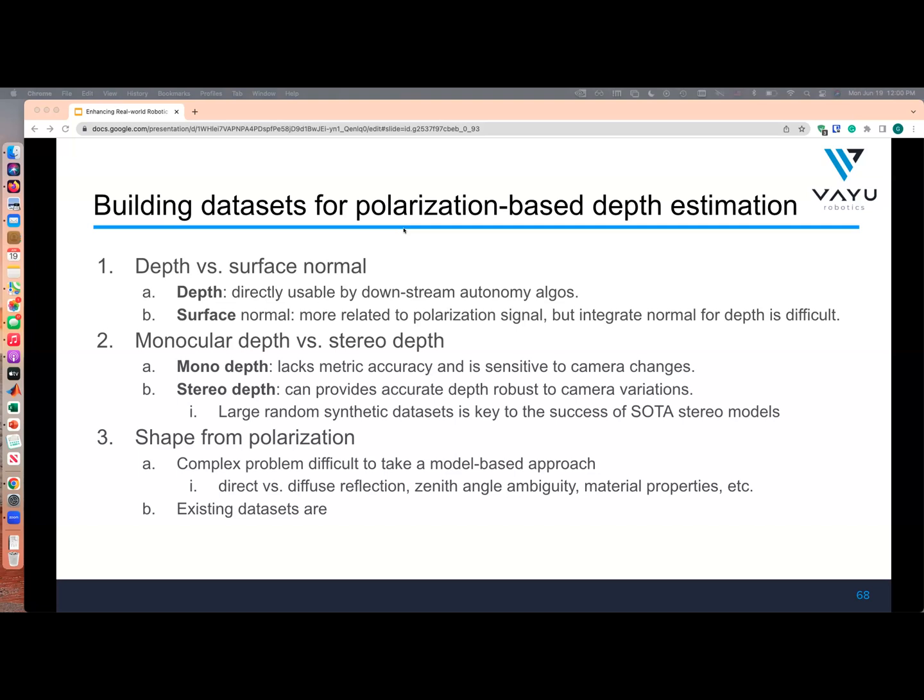Yeah, and as many other previous presenters mentioned as well, overall shape from polarization might be a very difficult problem to tackle if you're trying to use a model-based approach, because there is so much complexity there. For example, diffuse and direct reflection will have a different polarization model. There is also, as Jingwei mentioned, zenith angle ambiguity, right? And then different materials will have a different index of refraction, which adds another layer of complexity. So it's natural to solve shape from polarization or depth from polarization using a data-driven approach.